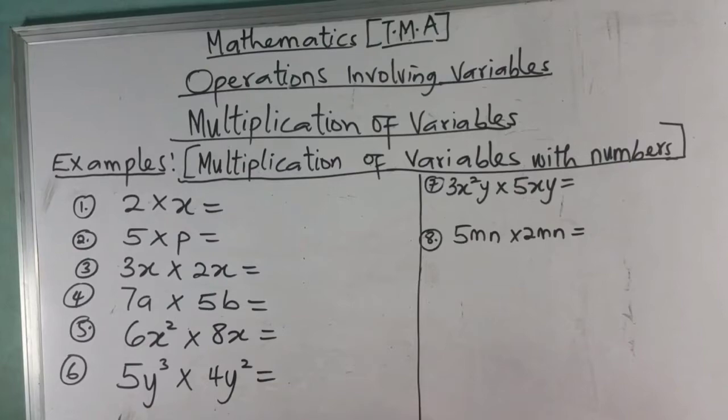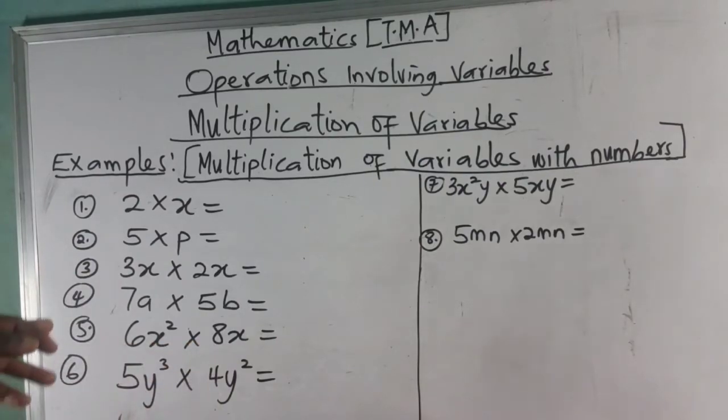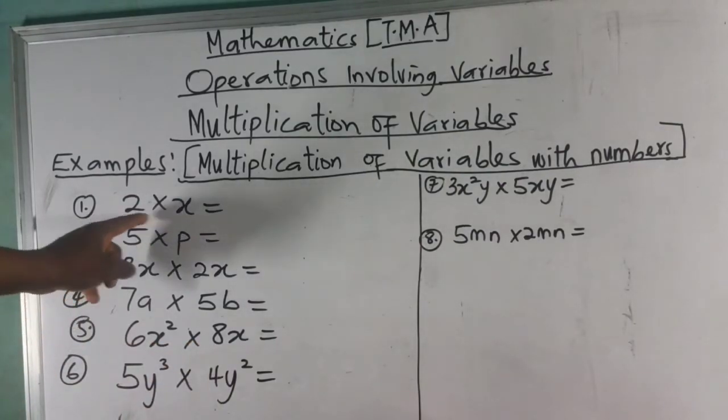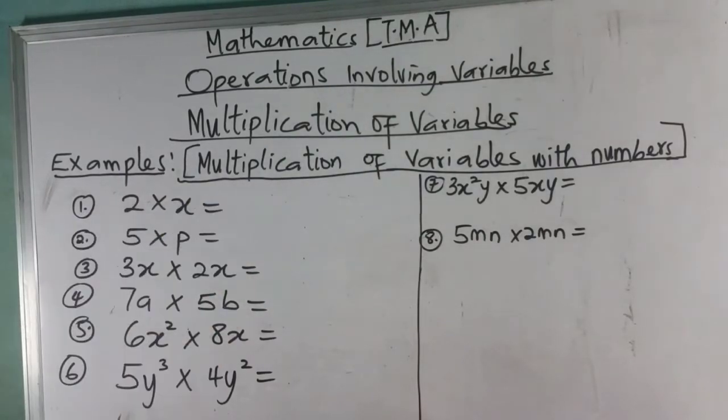Welcome back. The next one is multiplication of variables with numbers. How do you multiply numbers with variables? Example 1, we have 2 times x. This is a number and a variable. Then how does this work?